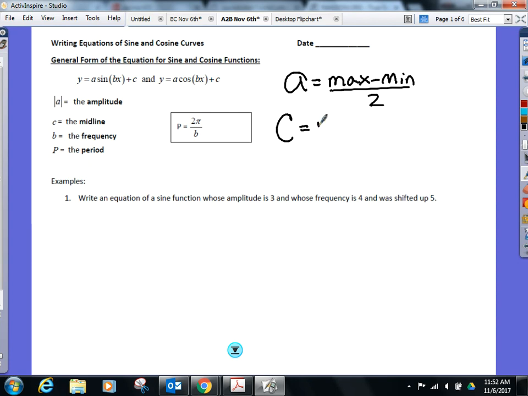So if you want to find what that C value is, what I'm shifting up or down, or what the midline is, I add the max and the min and divide by 2.